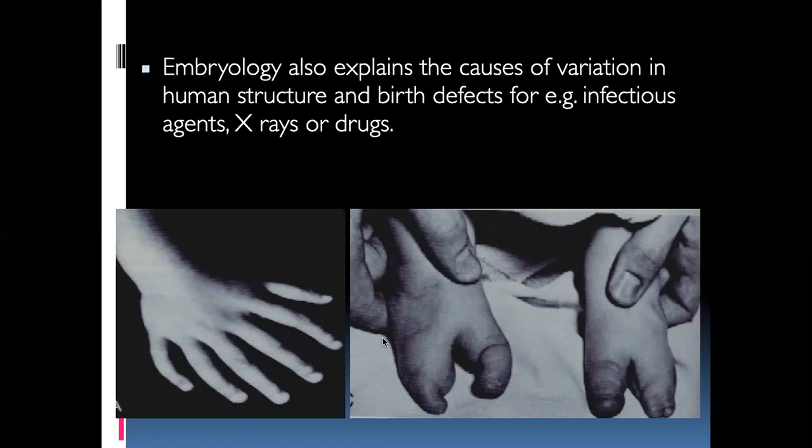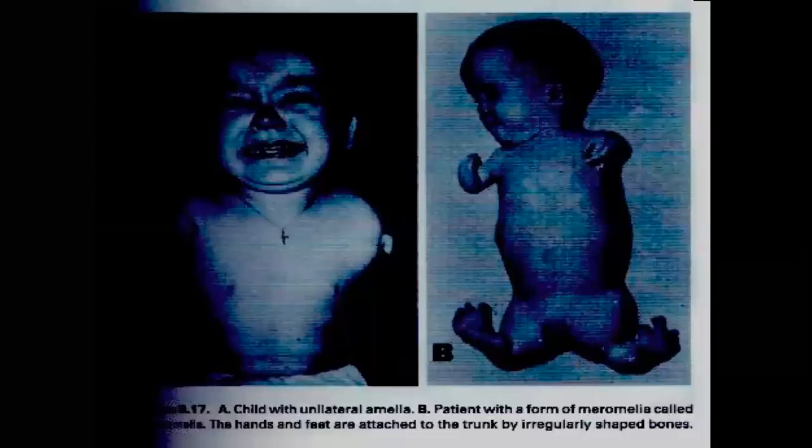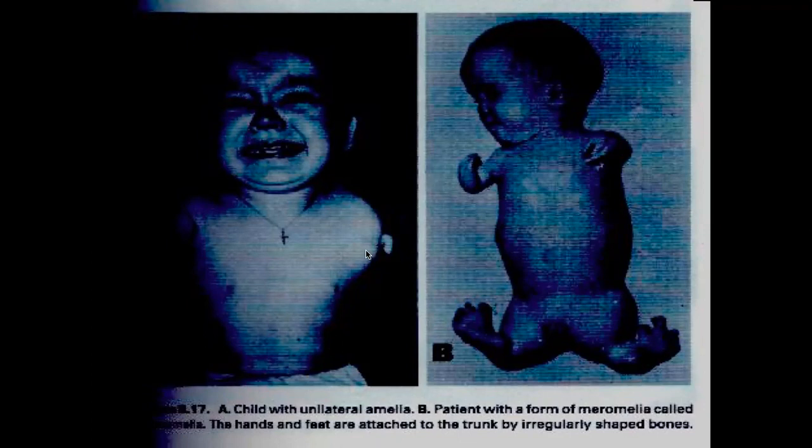So we will come to know that even infectious agents, x-rays and drugs might affect human development. Here, this is unilateral amelia. Amelia means no limbs. Meromelia, you can see very small, abnormal limbs, a child with this, and you can see irregular bones. These are anomalies because of the drugs which you take during pregnancy.